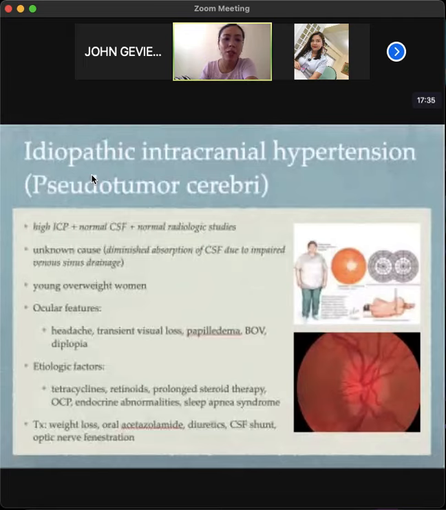Very particular with CCF. IIH, or your pseudotumor cerebri, typical patients will be young, overweight women on steroids, tetracyclines, contraceptives, with endocrine abnormalities. So they have high intracranial pressure with normal CSF fluid and normal X-ray or CT or MRI findings. You will see an enlarged blind spot on both eyes, or it looks like papilledema. You would suspect papilledema. However, papilledema is associated with high ICP.